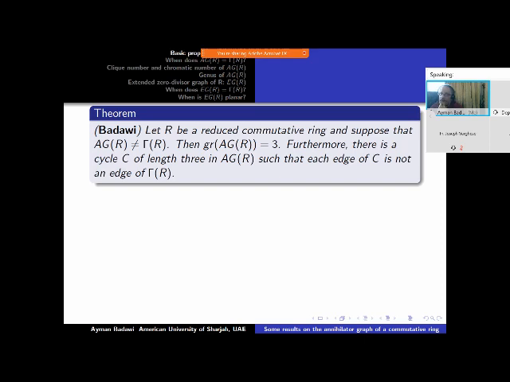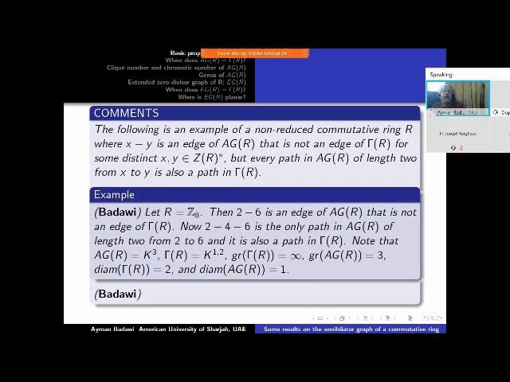So you get some information about the ring, the structure maybe, in this result. The girth is 3. Not just 3, you can construct a cycle of length 3 where each edge of this cycle is not an edge of the zero divisor graph.